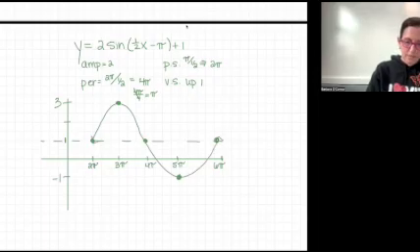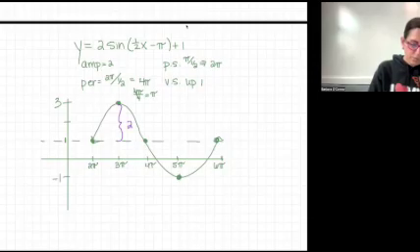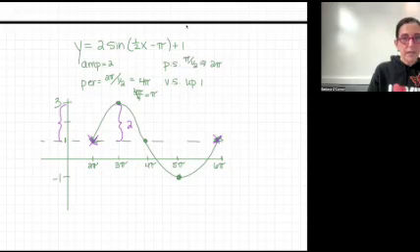And there it is. So this distance, the amplitude is 2 from 1 to 3. The distance from start to end, or my period, is 6 pi minus 2 pi, which is 4 pi. And my vertical shift is up 1.